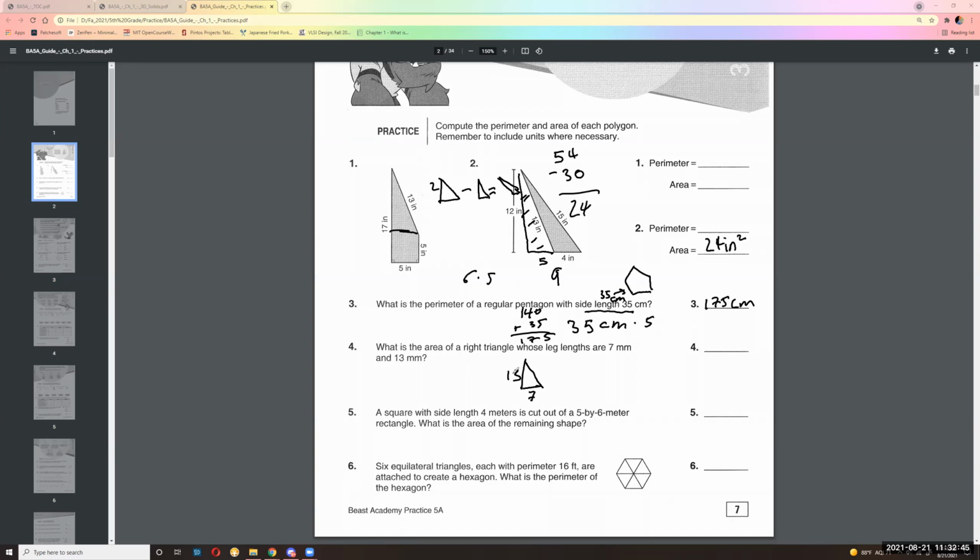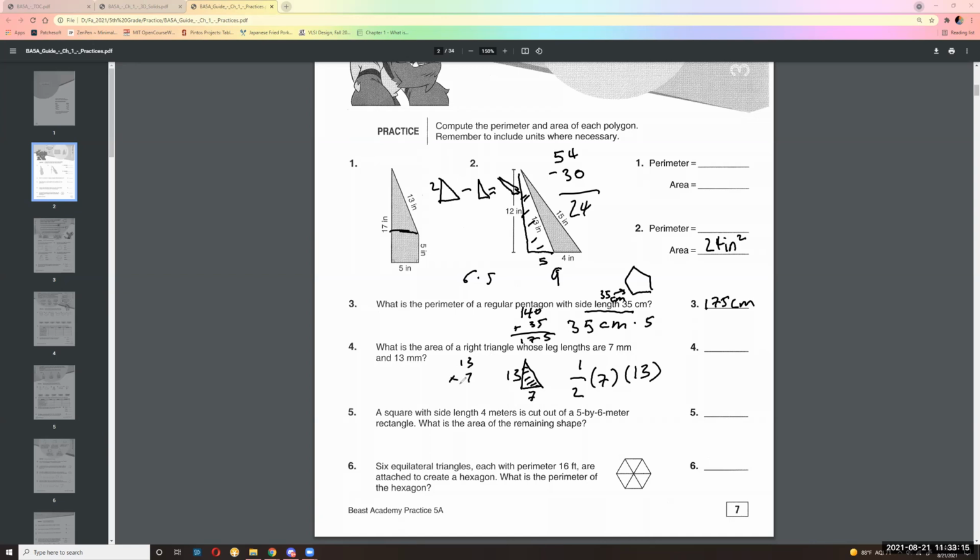So we're tasked with finding this area. Does someone want to solve it for me? Or at least walk me through what you would do. So what I would do is 7 times 13, and then just divide that by 2. Right. And so we end up with this.